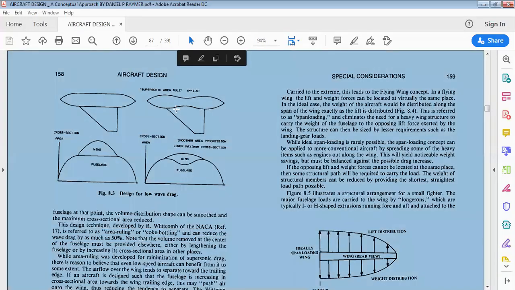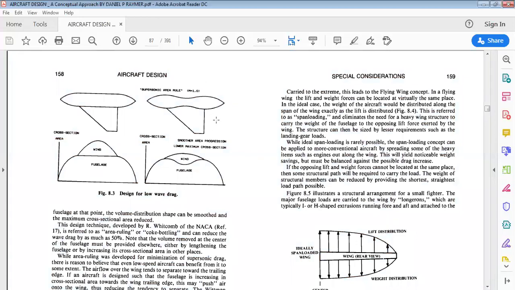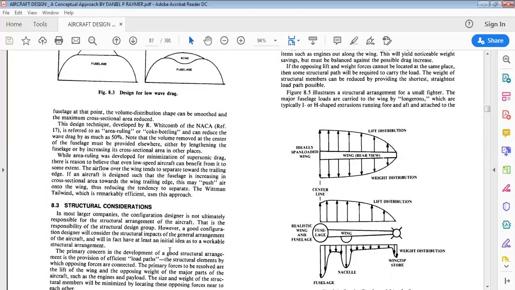Understood? It looks like what? So what happens here is it reduces wave drag by up to 50%. Note that volume removed at the center of the fuselage must be provided elsewhere, either by lengthening the fuselage or by increasing its cross-sectional area in other places. Okay, and we can look here into structural considerations.